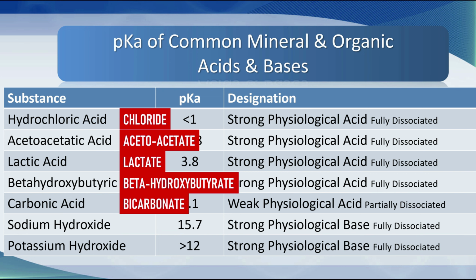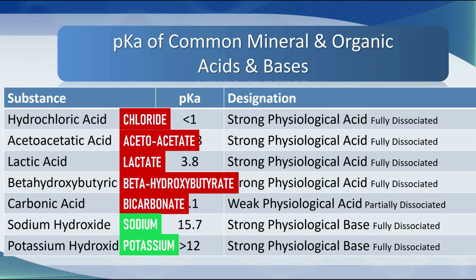Sodium hydroxide has a pKa of 15.7. That makes it a strong physiologic base, and because bases are the opposite direction from acids, it is fully dissociated at physiologic pH, and therefore it exists only as a sodium ion. Potassium hydroxide has a pKa of greater than 12, and it's a strong physiologic base, and we know it physiologically as potassium.